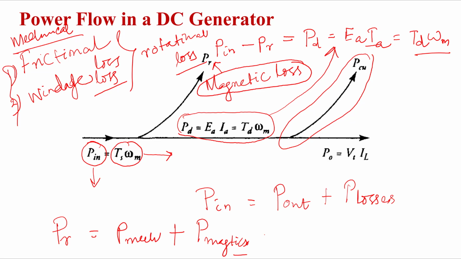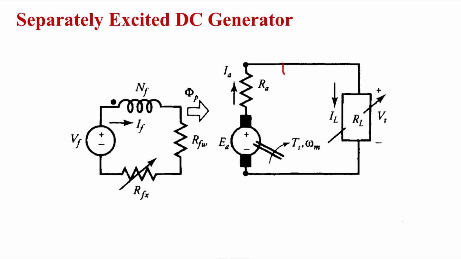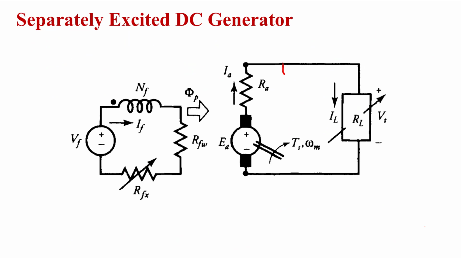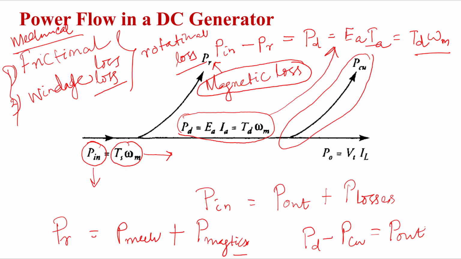Now PD is P in minus PR, and PD minus PCU is your P out. So what is this copper loss? Copper loss is in the armature circuit as well as in the field circuit. And P out also I can write in terms of voltage and current, that is terminal voltage into the load current. Okay. So up to this part everybody is clear?